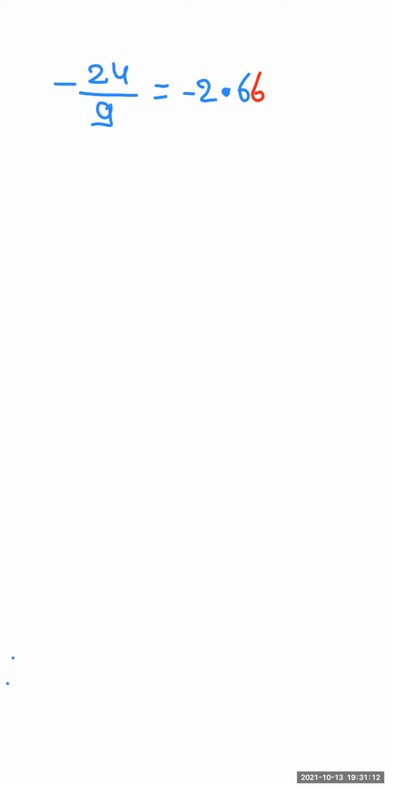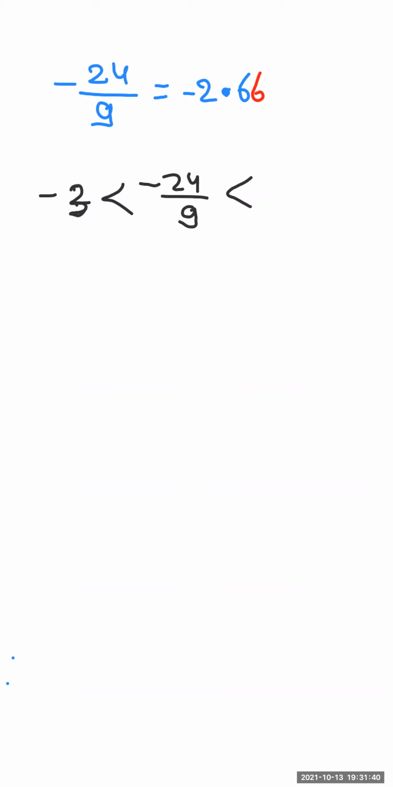So now this number, and concentrate well, it's -2.66. Okay, so this means -24 over 9 is greater than and less than. It's -2.66, so it's greater than -2.